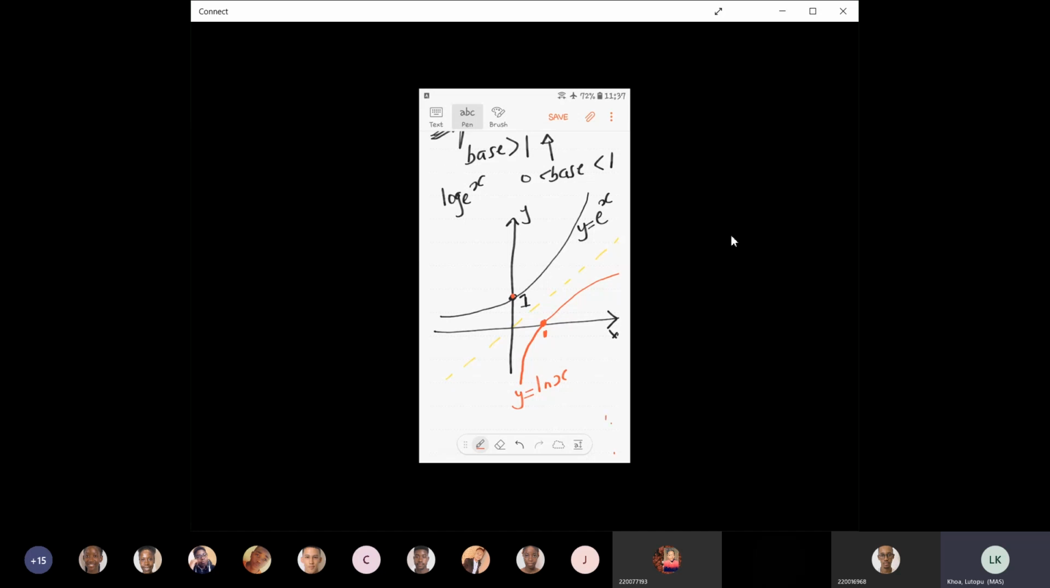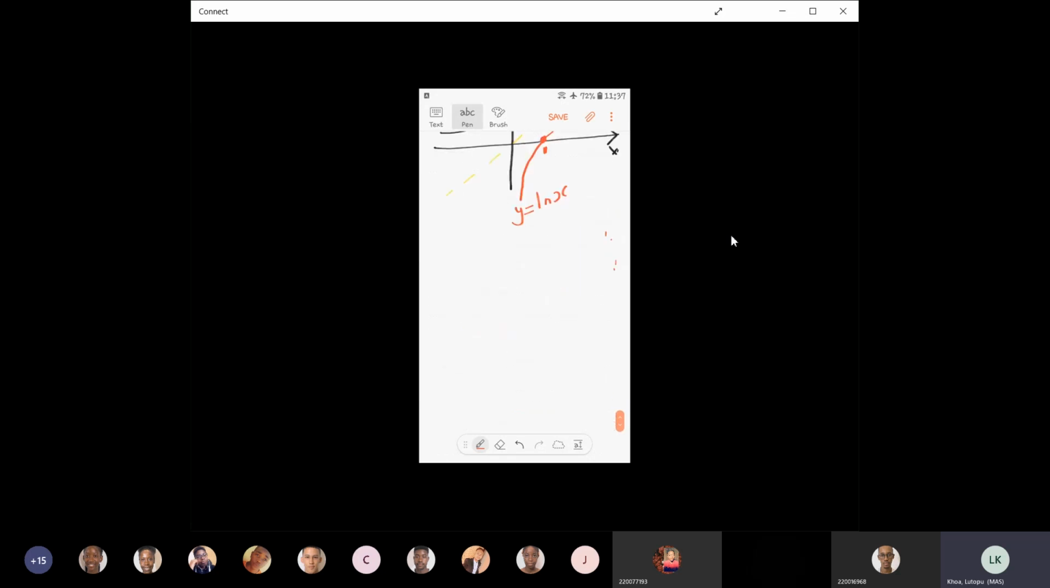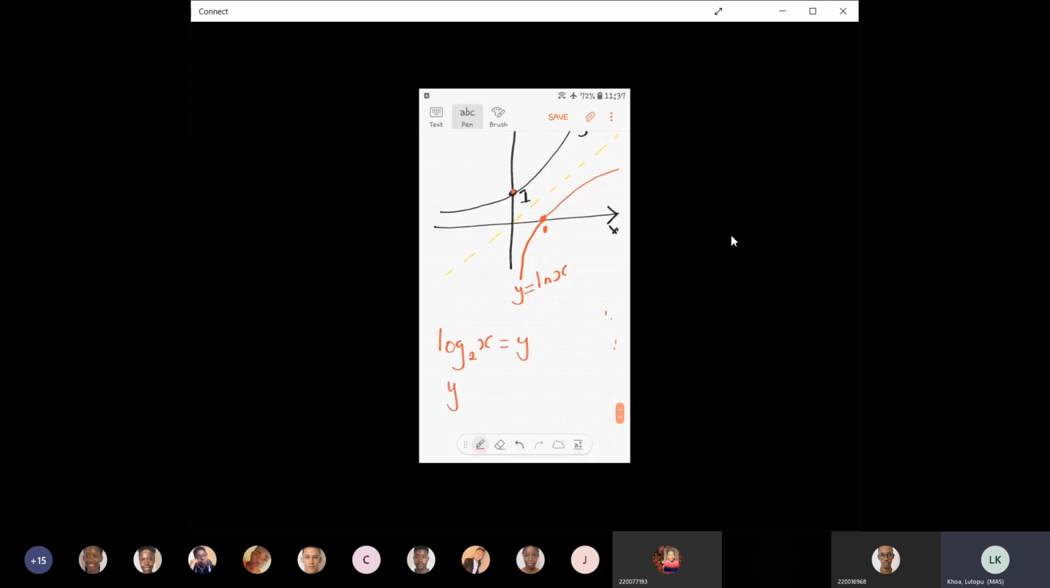Okay, so the question, let me write it down. You don't have the notes. You have to sketch log base 2 of x. This is y is equal to that, and y is equal to log base half of x. Now these two are not reflections of each other. This one is a reflection of y is equal to 2 to the power of x, and this one is a reflection of y is equal to half to the power of x.